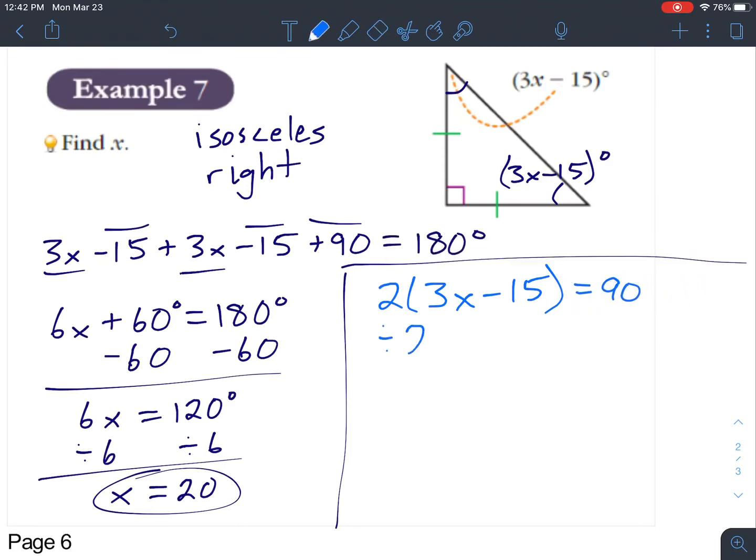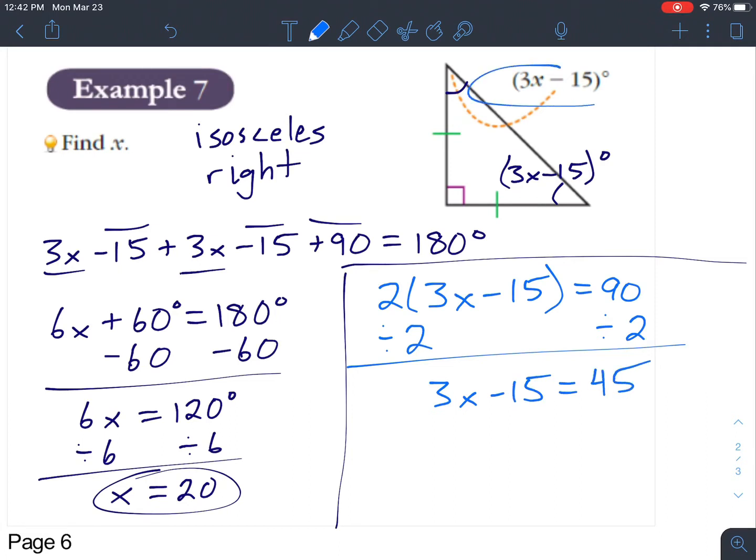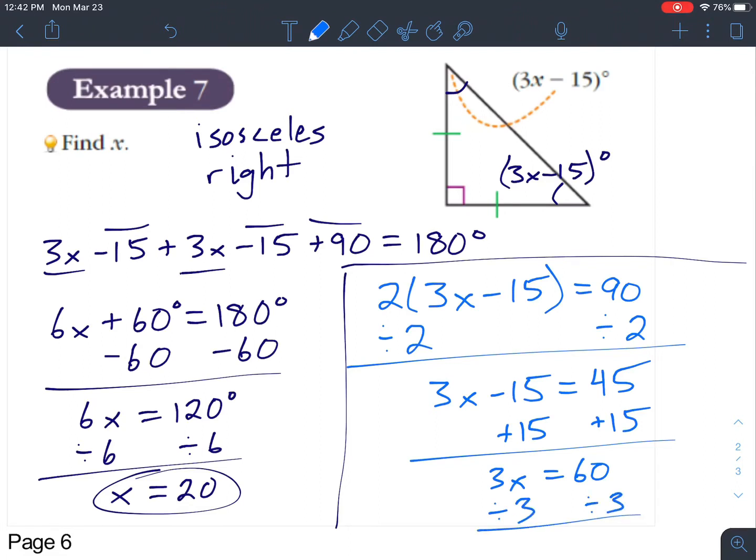Then I can divide both sides by 2. And I get 3x minus 15 is equal to 45. So we actually have figured out that each of these base angles had to be 45 degrees. And that would have been a faster way for us to solve this. Now we can add 15 to both sides. We have 3x is equal to 60. And then you can see as well that we would have gotten 20 as an answer. Cool.